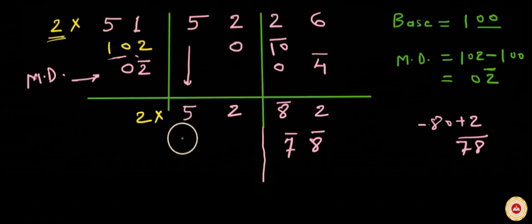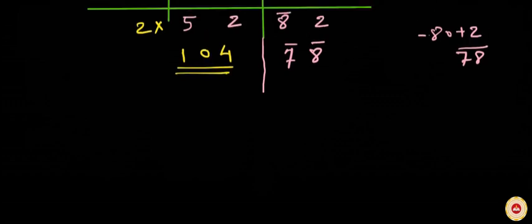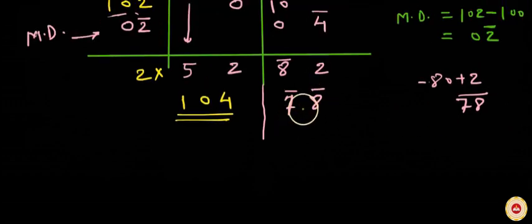So 2 multiplied by 52 is 104. Now this 104 is the quotient for 51. So 104 is the quotient for 51. But friends, come to the remainder area. This remainder is negative. That means we have divided in excess. So what should we do now?